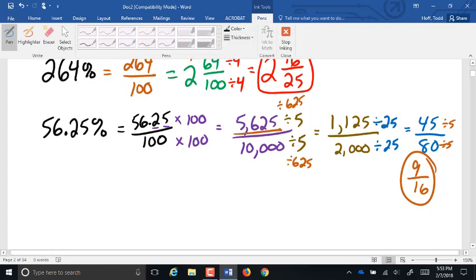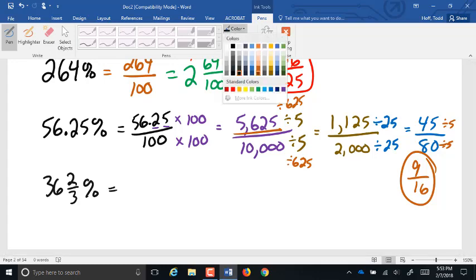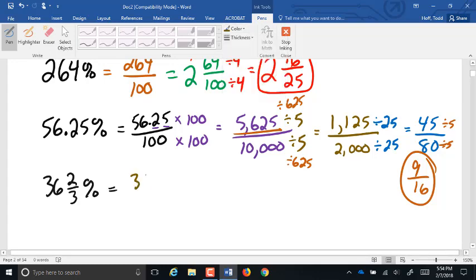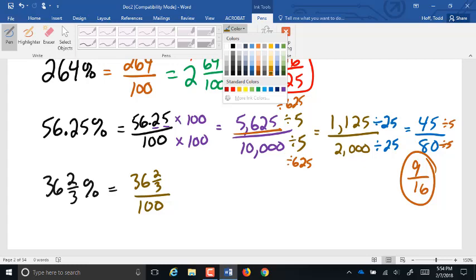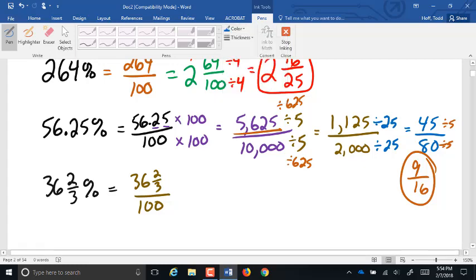How about 36 2/3%? To turn that into a fraction, again, just like any other one, it's going to be 36 2/3 over 100. Now, we don't like having fractions within our fractions either, just like we don't like having decimals in our fractions.